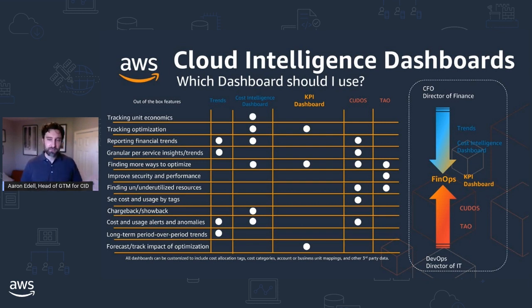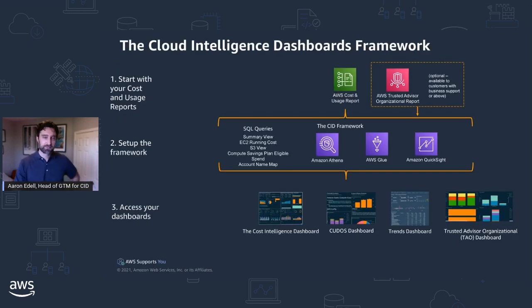I call this the FinOps dashboard, because if you were to draw a Venn diagram of DevOps and IT management here, and CFO and Director of Finance here, where they overlap is FinOps. How do we push the developers and the finance people into the same realm, right? And I think that's where the KPI dashboard really shines.